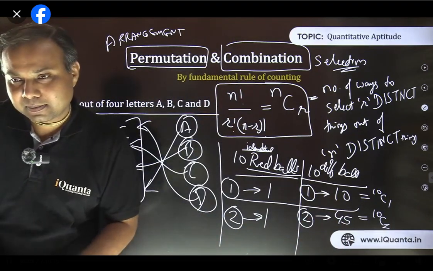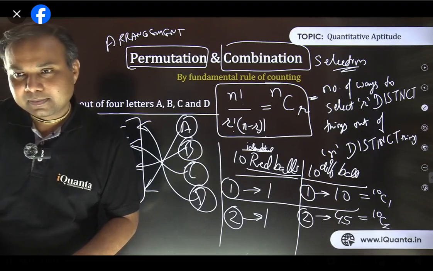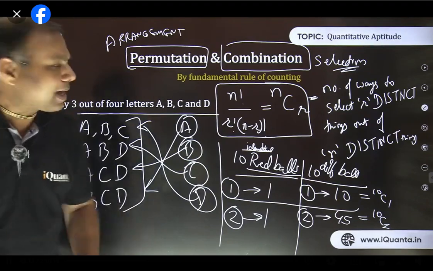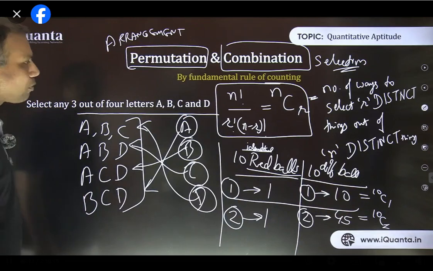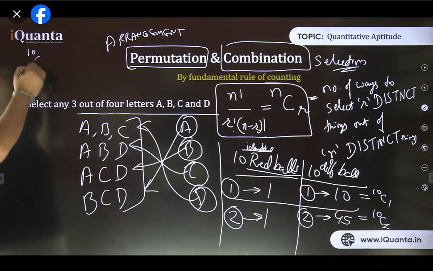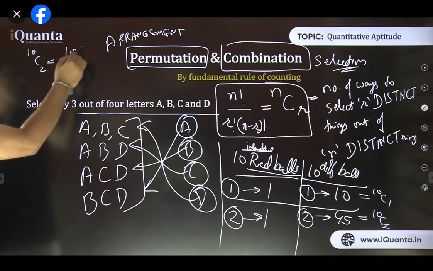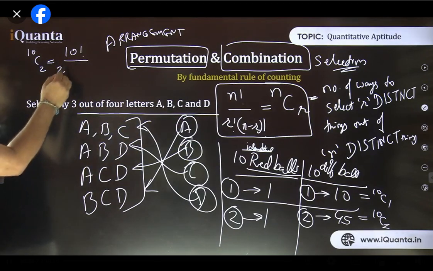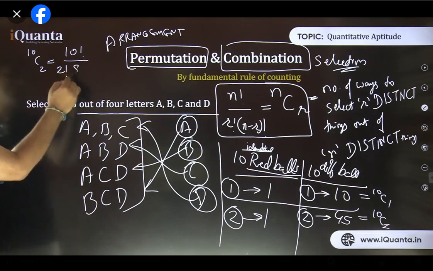Is it okay? Is it clear to everyone? Akash, just solve it, na? 10C2. You know how to solve 10C2? Just apply the formula. So 10C2 would be 10 factorial upon 2 factorial, and n minus r, that is 10 minus 2, that is 8 factorial.